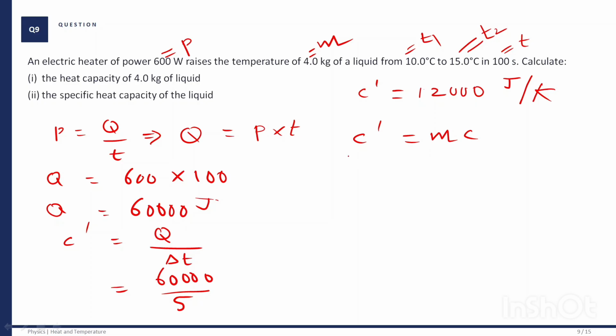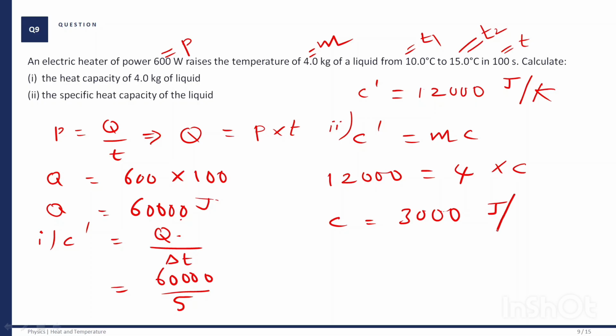C dash equal to MC. This is part A. Where is the cursor appearing to you? This is 1. Now we are going to find 2. C dash we found 12,000. Mass given 4. C we need to find out. So C equal to, you will get 3,000 joule by kg Kelvin.